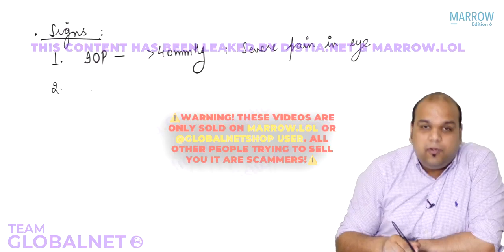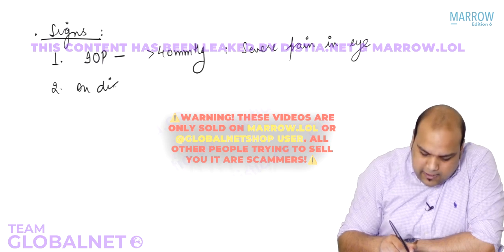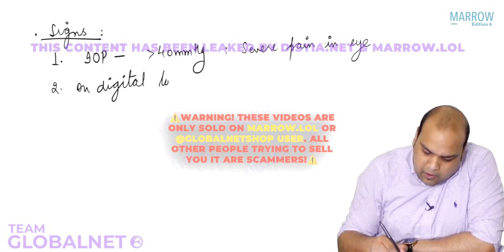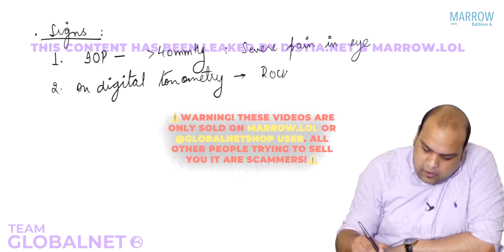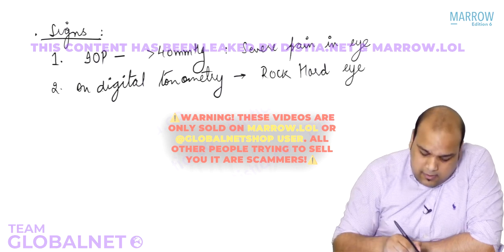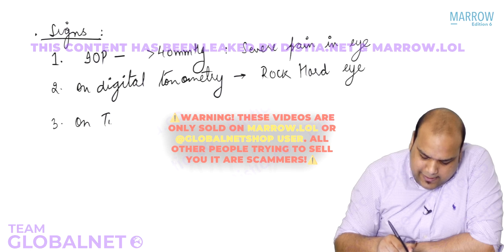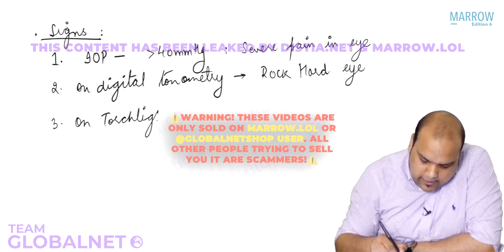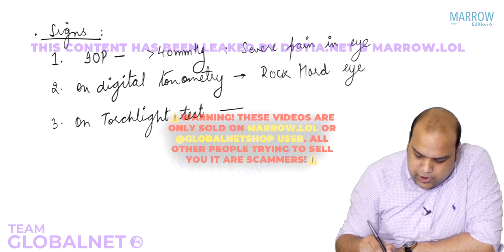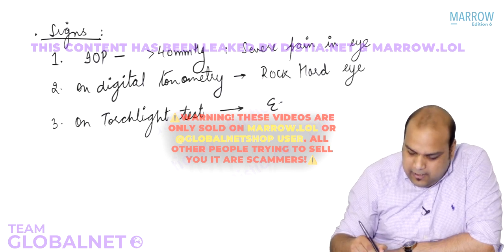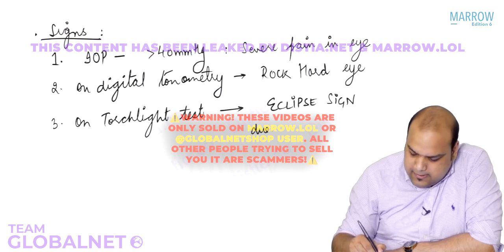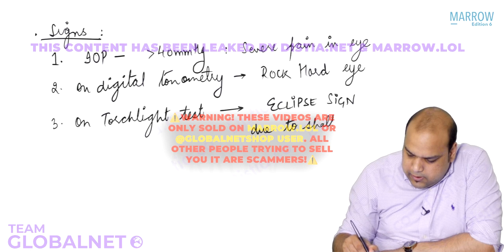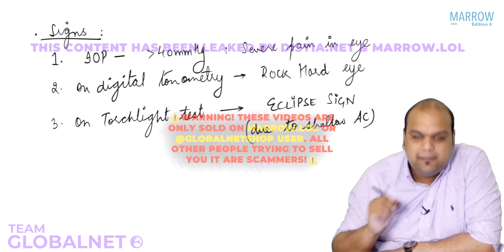Now, for examination of IOP, you will do digital tonometry. When I say you, I mean you. On digital tonometry, as already explained to you, there will be a rock hard eye. Then guys, if you do the torchlight test, this has already been explained, everybody. Due to the shallow anterior chamber, everybody, you will see the eclipse sign. Yes, due to shallow anterior chamber.